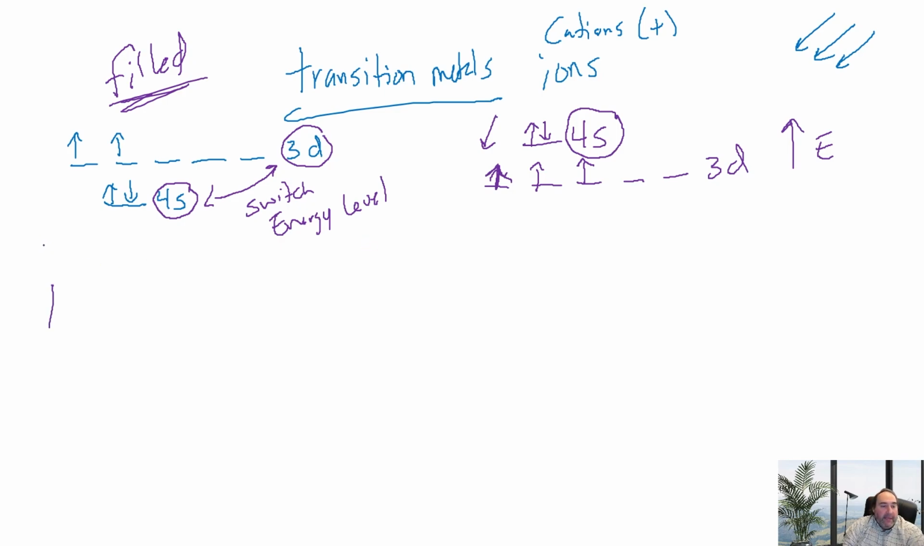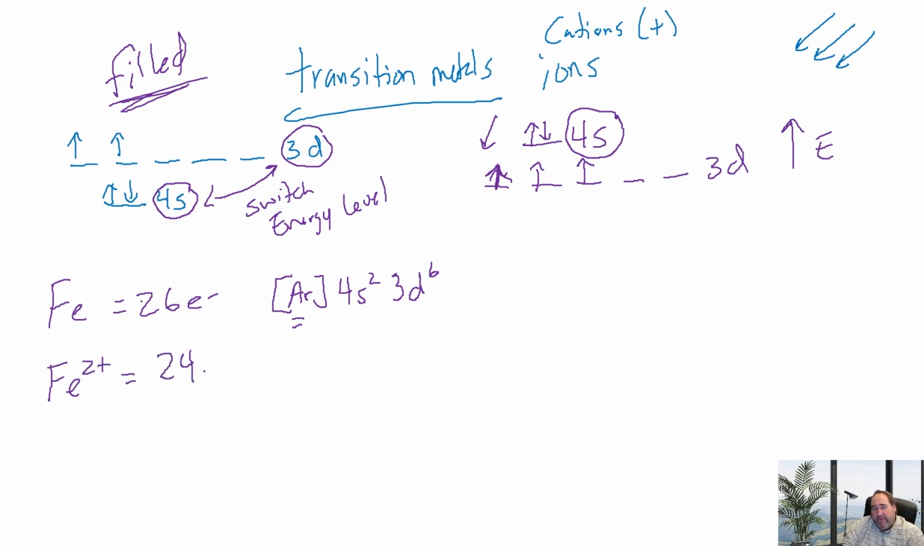What do I mean by that? Let's take our friend iron. Iron that is neutral is 26 electrons. I'm going to shorthand it here. So I'm going to do an argon 4s2 3d6. And again, that's argon's electron configuration continuing on. So let's say iron loses 2 electrons. It will now have 24 electrons.